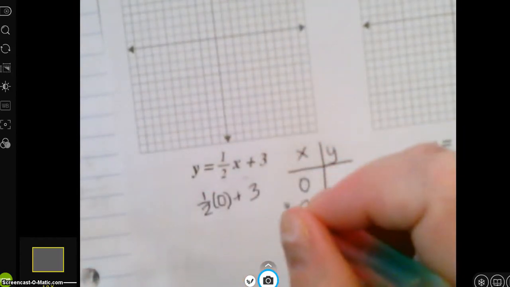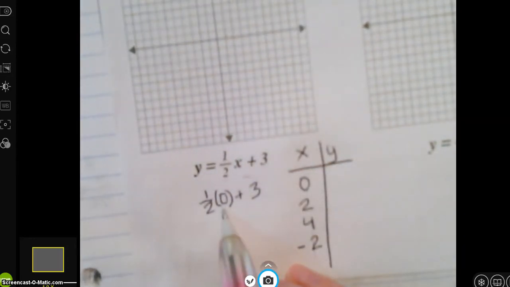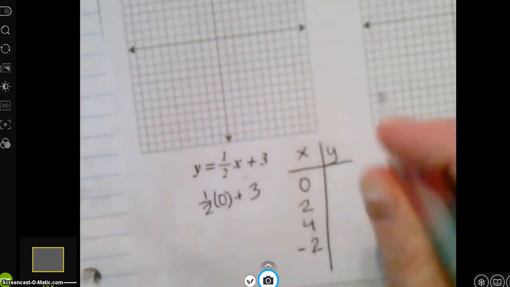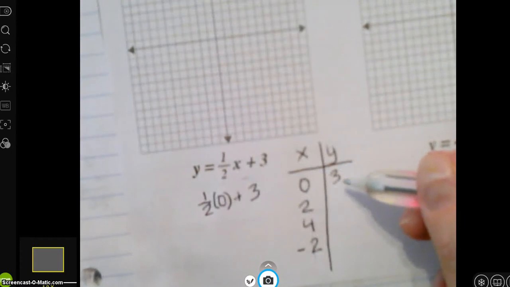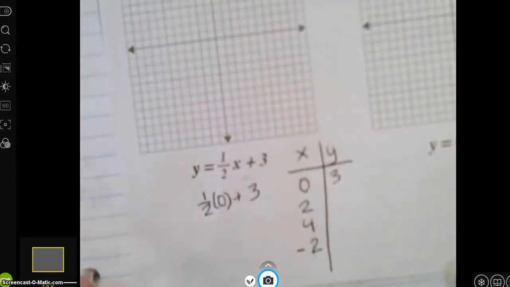Half times 0 plus 3. Now this one, I normally am going to show work, but this one I'm going to not do as much work because it's 0. What's half of 0? Well, anything times 0 is 0. 0 plus 3 is 3. And guys, that is your first point that I can graph on my number line.